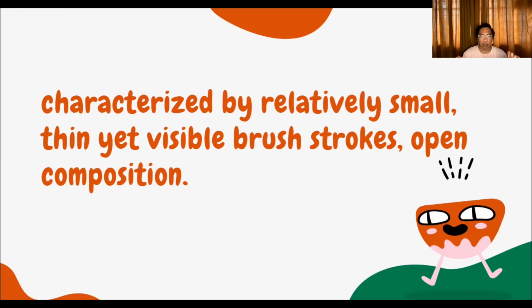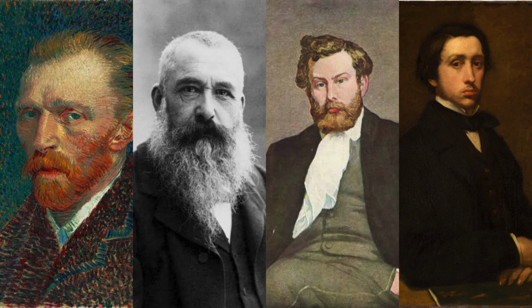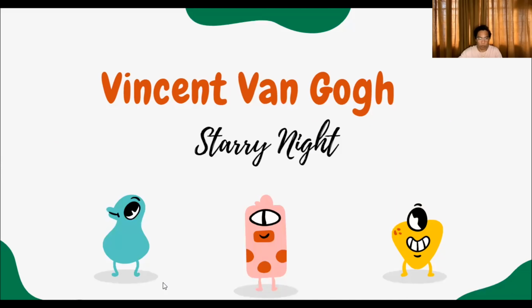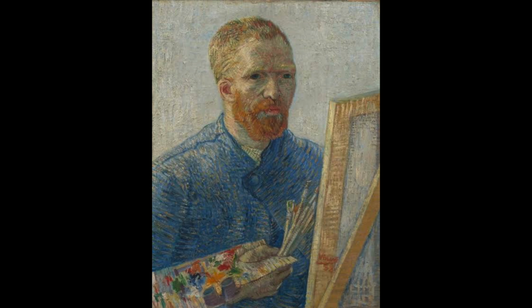So the first one is Vincent van Gogh. We have Claude Monet, Alfred Sisley, and Edgar Degas. Now, we're going to discuss some of their famous artworks under the Impressionism art movement. Okay, now the first artist under the Impressionism art movement is Vincent van Gogh. He was born in the year 1853 and died in the year 1890.